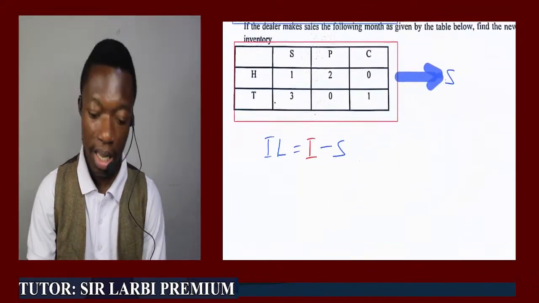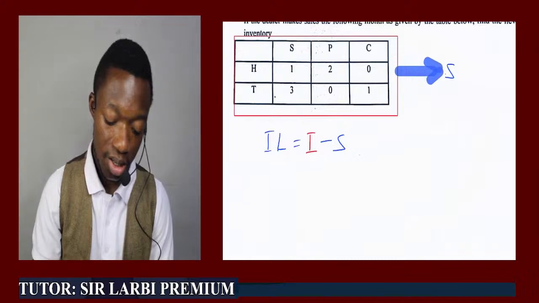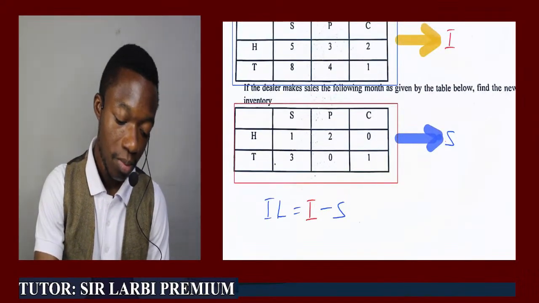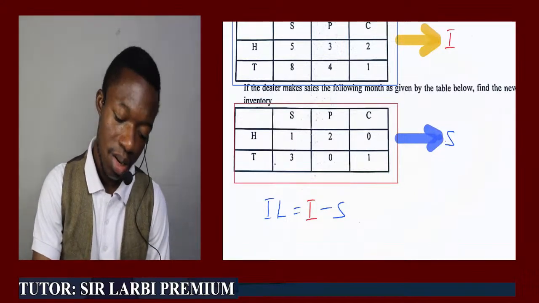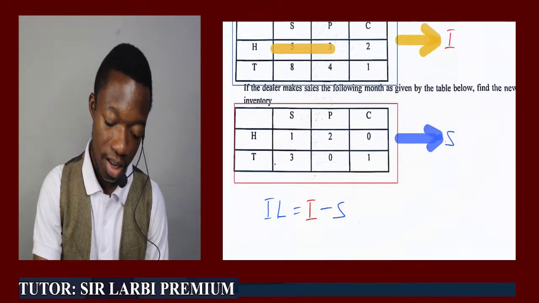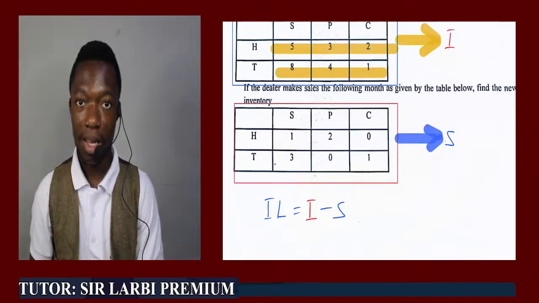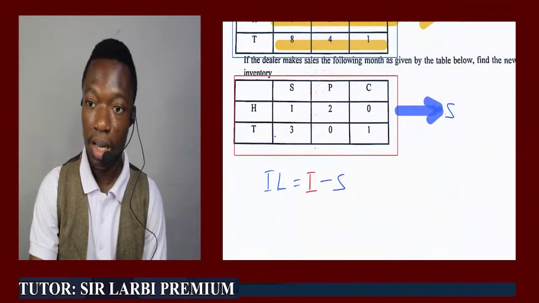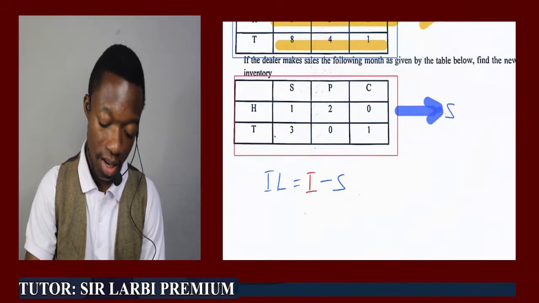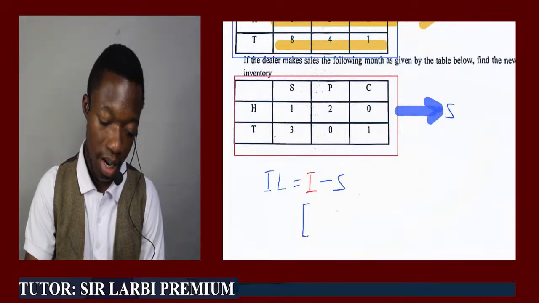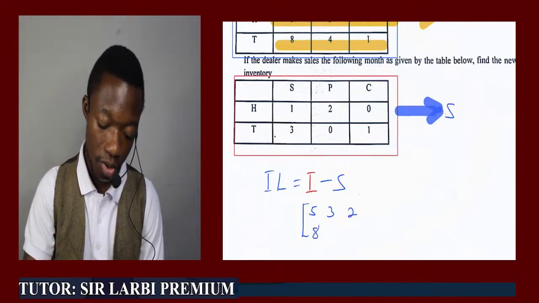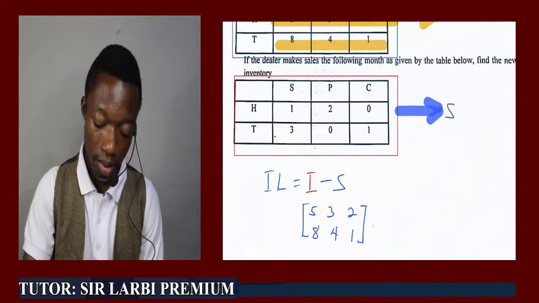So let's represent this in the form of a matrix, so that we can have the feel of what we are trying to do. This can be a 2 by 3 matrix, having 2 rows and 3 columns. So we have the first one up here. In my box, I'll have 5, 3, and 2. Then here I have 8, 4, 1. Then minus.